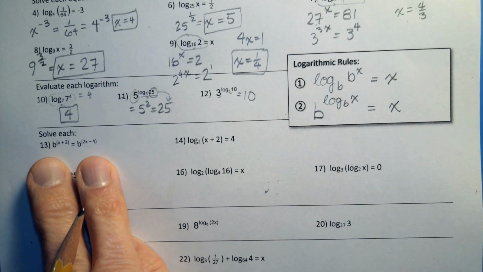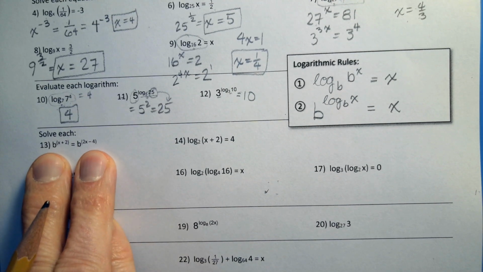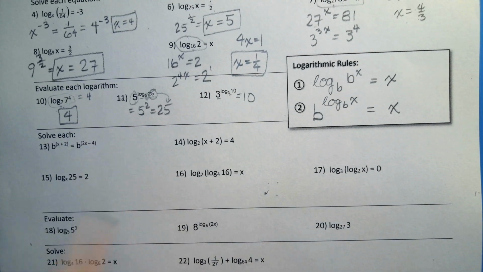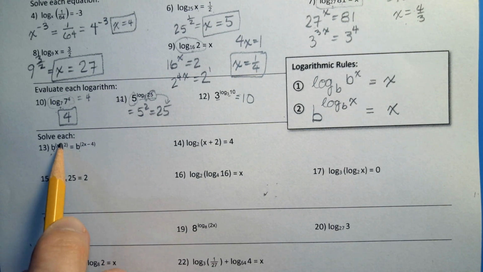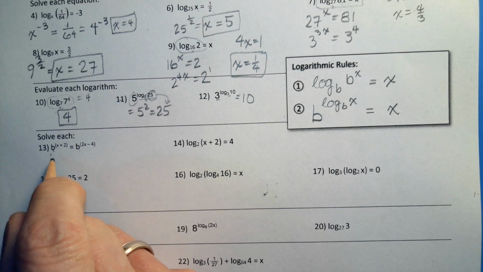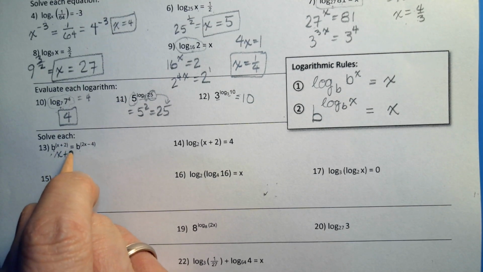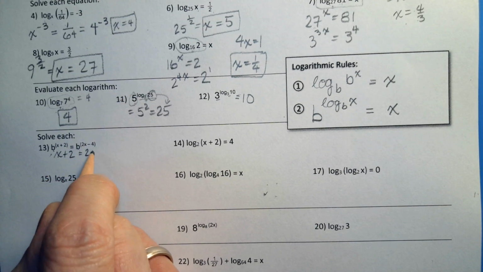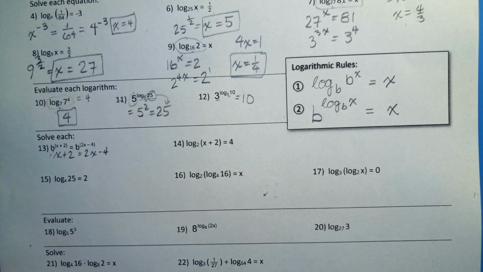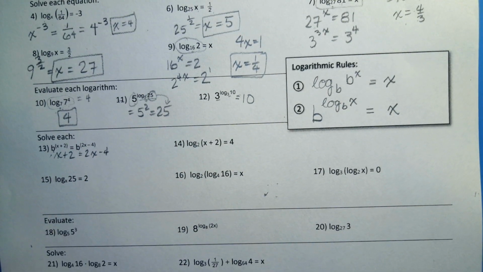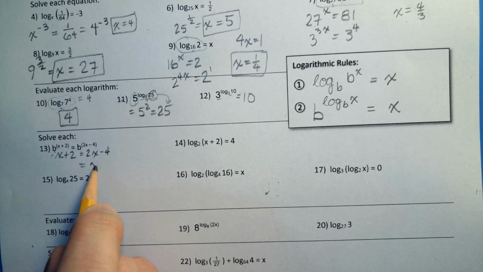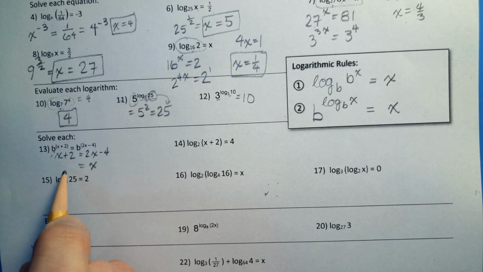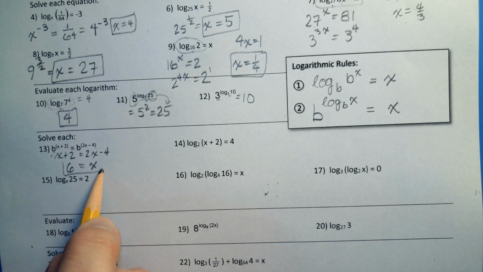Some other things that we can talk about. We've seen this in a previous section. When the bases are the same, we can simply set the exponents equal to each other. So we can say that x plus 2 is equal to 2x minus 4. Now we can just solve this. Bring the x over, so that's going to be x, add 4 to both sides, so 6. So x equals 6.